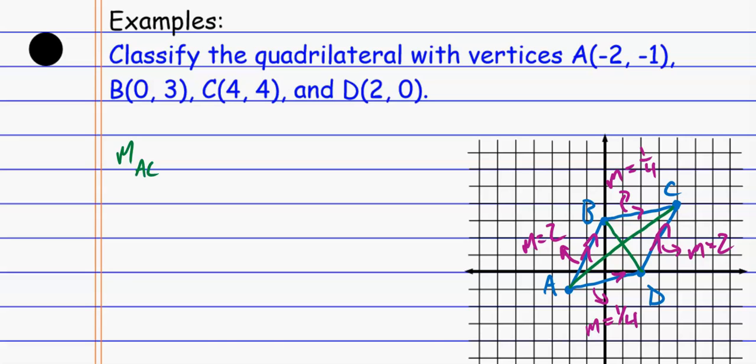If I found the slope of AC, it's just counting. It's up 1, 2, 3, 4, 5, and then it's over 1, 2, 3, 4, 5, 6. Okay, so there's the slope of AC. If I found the slope of BD, again, to get from B to D, it's down 1, 2, 3, and over 2. So down 3 over 2. If this thing were to be a rhombus, then the diagonals would have to be perpendicular. So I look at these slopes and say, hey, are they opposite reciprocals? And the answer is no, they're not. So this one can't be a rhombus. So the best classification I can make here is parallelogram.